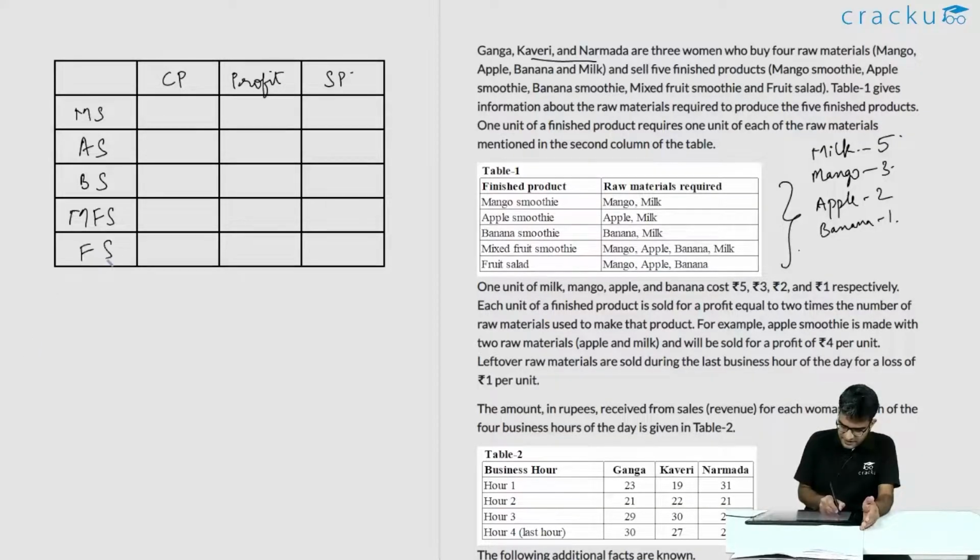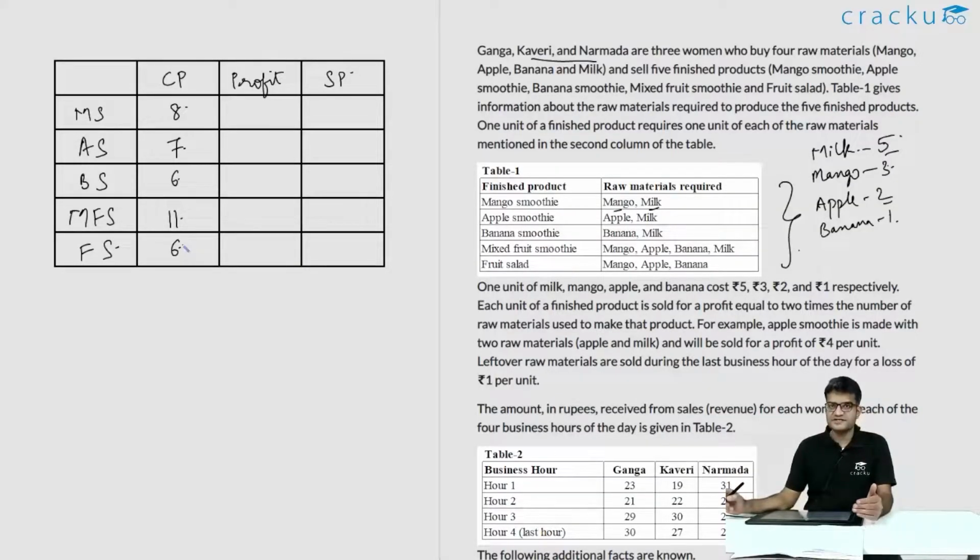The cost price of a mango smoothie is the cost price of milk plus mango, which is 8. The cost price of apple smoothie will be 5 plus 2, which is 7. Of a banana smoothie will be 5 plus 1, which is 6. The cost price of a mixed fruit smoothie will be 5 plus 3 plus 2 plus 1, which is 11. And the cost price of a fruit salad will be 3 plus 2 plus 1, which is 6.